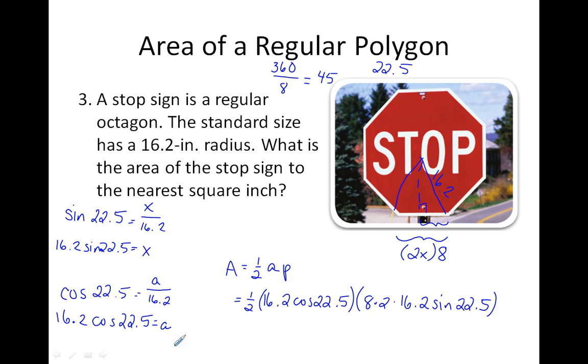Now we're going to put all of this in our calculator. We want to be careful that we get the multiplication in there correctly and we know which angles we're taking sine and cosine of. When I put it in the calculator, I get 742.29, but this asks for it to the nearest square inch. So we have 742 square inches.